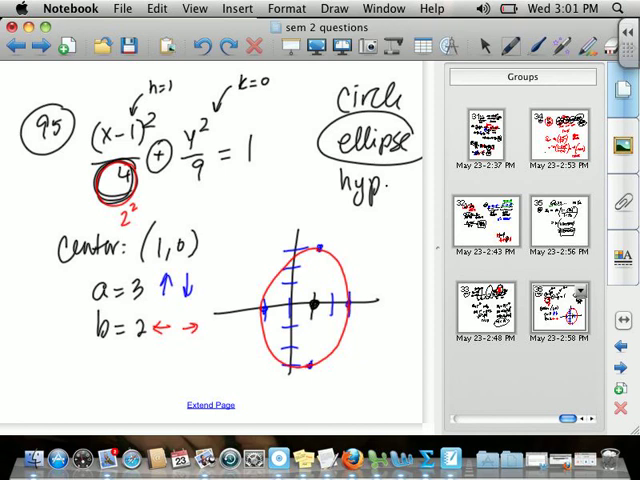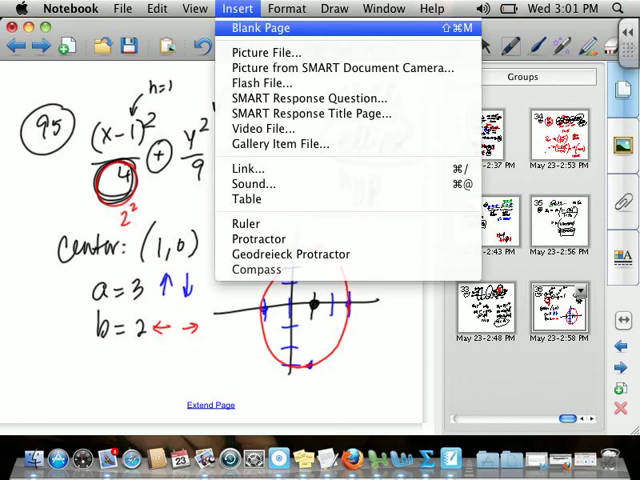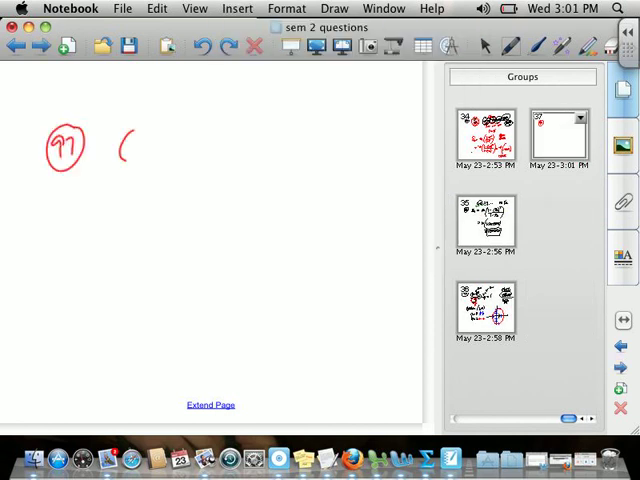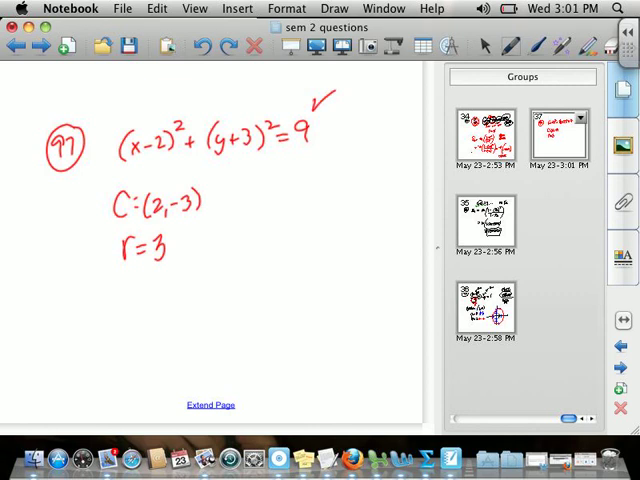All right, I might have time for one more. 97. So you have x minus 2 squared plus y plus 3 squared equals 9. Guys, I'm being nice doing these problems. All right, center of the circle, what is it? 2, negative 3. Radius, 3, because this is always r squared.